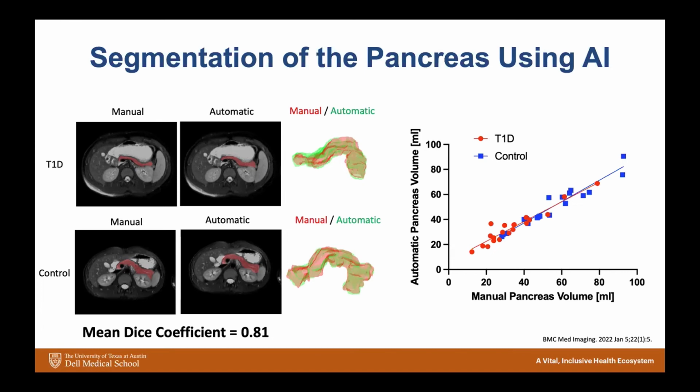When we look at our measurements of the pancreas size in people with and without type 1 diabetes, we see very good agreement between our manual pancreas volume, so that's the radiologist-derived measurement, and these automatic pancreas volume measurements.